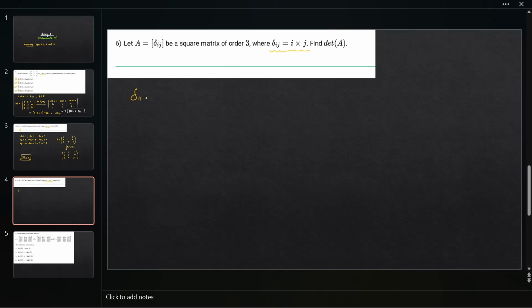So what about delta 1, 1? It is just 1 times 1, that is 1. Delta 1, 2 is 1 times 2, that is 2. And delta 1, 3 is 1 times 3, that is 3. What about delta 2, 1? Delta 2, 1 is 2 times 1, 2. Delta 2, 2 is 2 times 2, 4. Delta 2, 3 is 2 times 3, 6. Delta 3, 1 is 3. Delta 3, 2 is 6. And delta 3, 3 is 9.